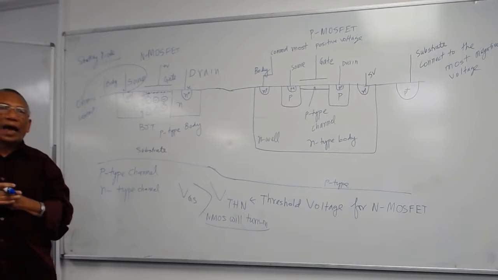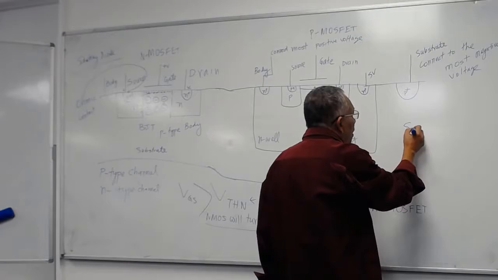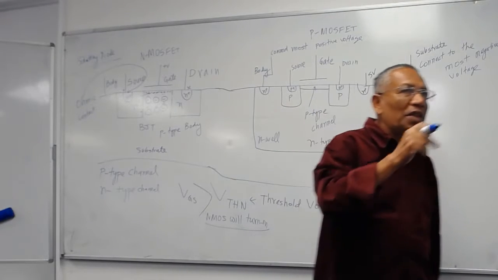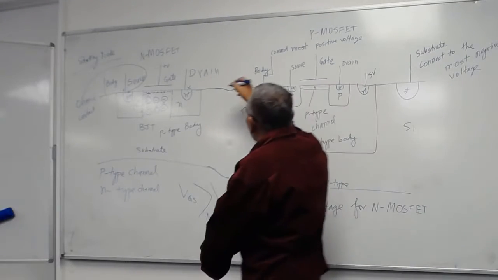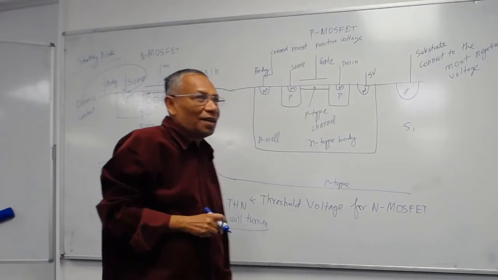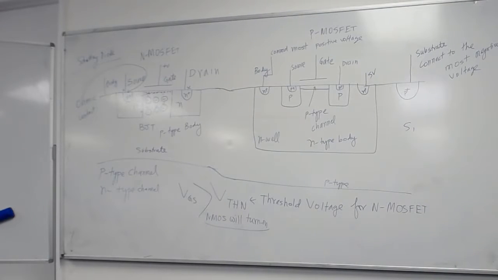How to make a dielectric? Because this is all silicon. What is the easiest dielectric that you can grow on silicon? No, polysilicon is the gate. The gate is polysilicon. So what is the easiest way to grow a dielectric on silicon?